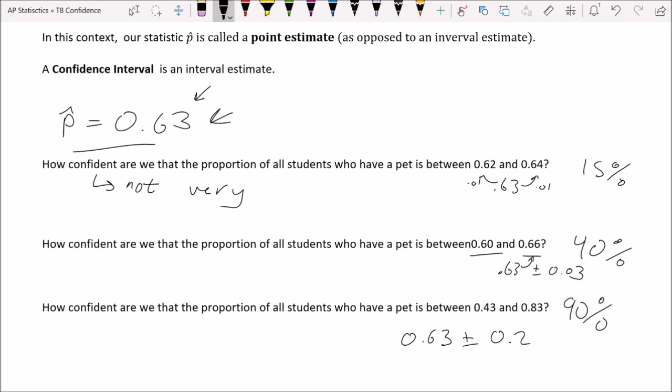There are some key concepts that we need to understand that are illustrated in this example. The broader the interval, the more sure we can be that the true proportion or the true mean, depending on what we measured, is going to be in there.